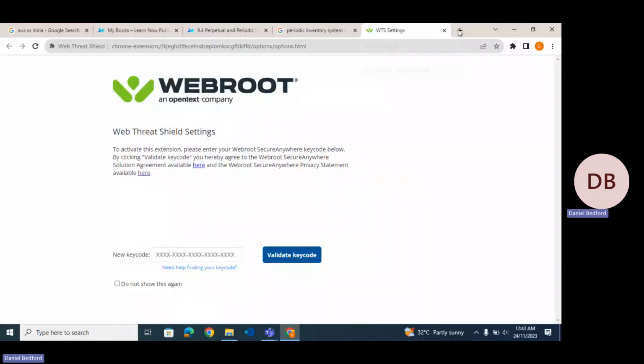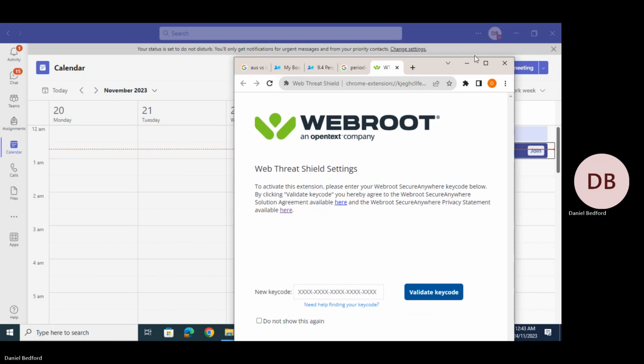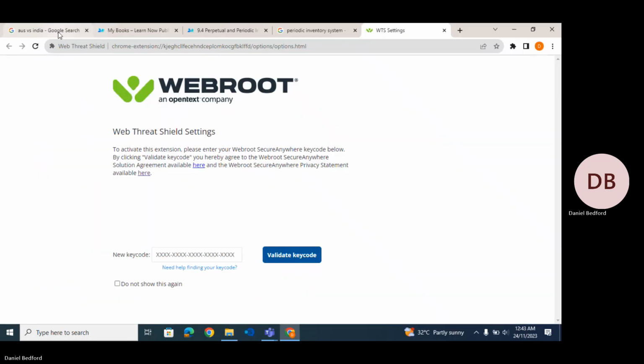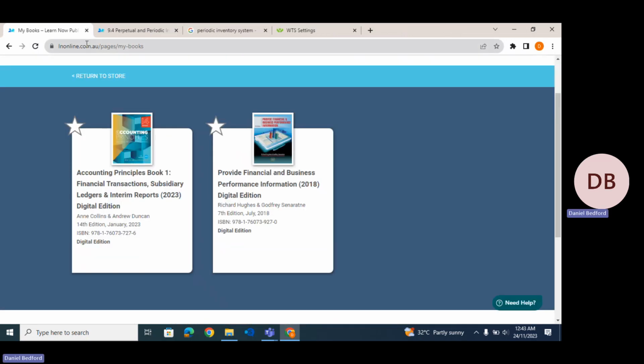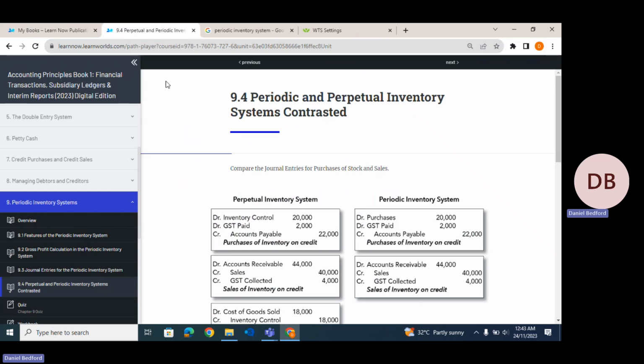Let's see what we have here. Oh, there we go. We've got these cricket scores at the moment for those interested. Looks like India will probably win this one. Coming back to accounting, not this one, this one.